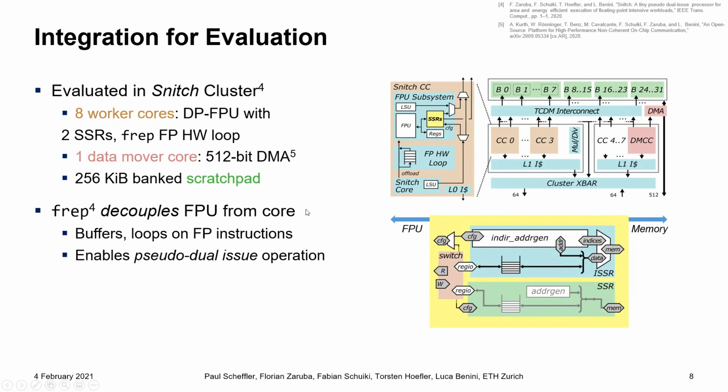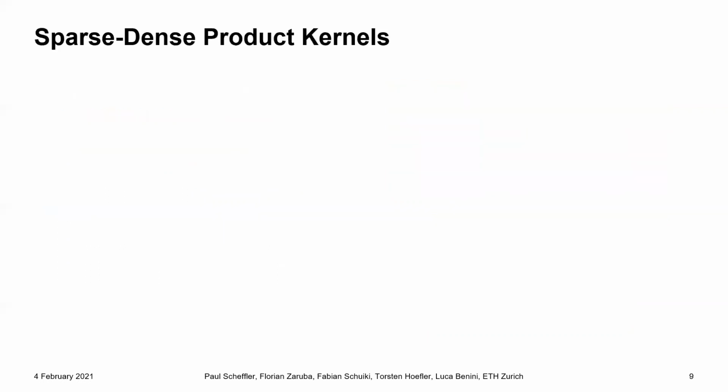This FREP loop, which was introduced with Snitch, decouples the FPU from the core. And this allows us to buffer and loop on FPU instructions that are issued. And this enables the FPU to work separately or in tandem with the integer core, enabling pseudo-dual issue operation. And this is very nice to keep utilization without much additional hardware.